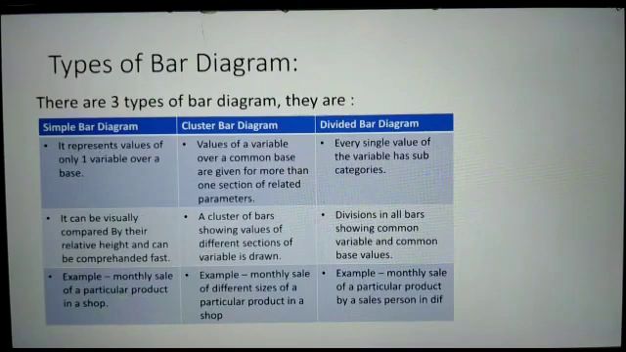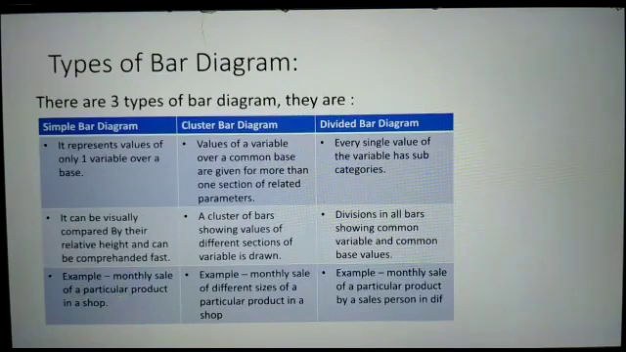We shall now see the clustered bar diagram. In this type of diagram, values of a common variable over a common base are given for more than one section of related parameters. The values are expressed for two categories, namely males and females for one time period. Two bars showing literacy level for females and males respectively are drawn in a cluster. We have seen the cluster bar diagram showing monthly sale of different sizes of boxes in a shop. The sizes can be small size, medium size, and large size.